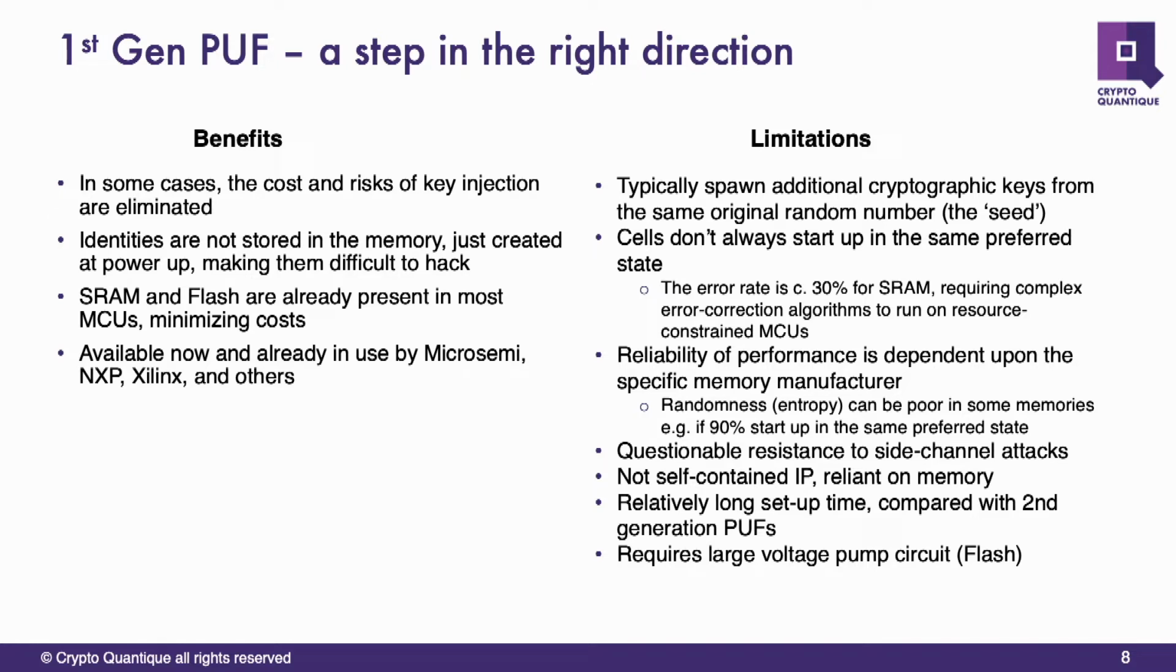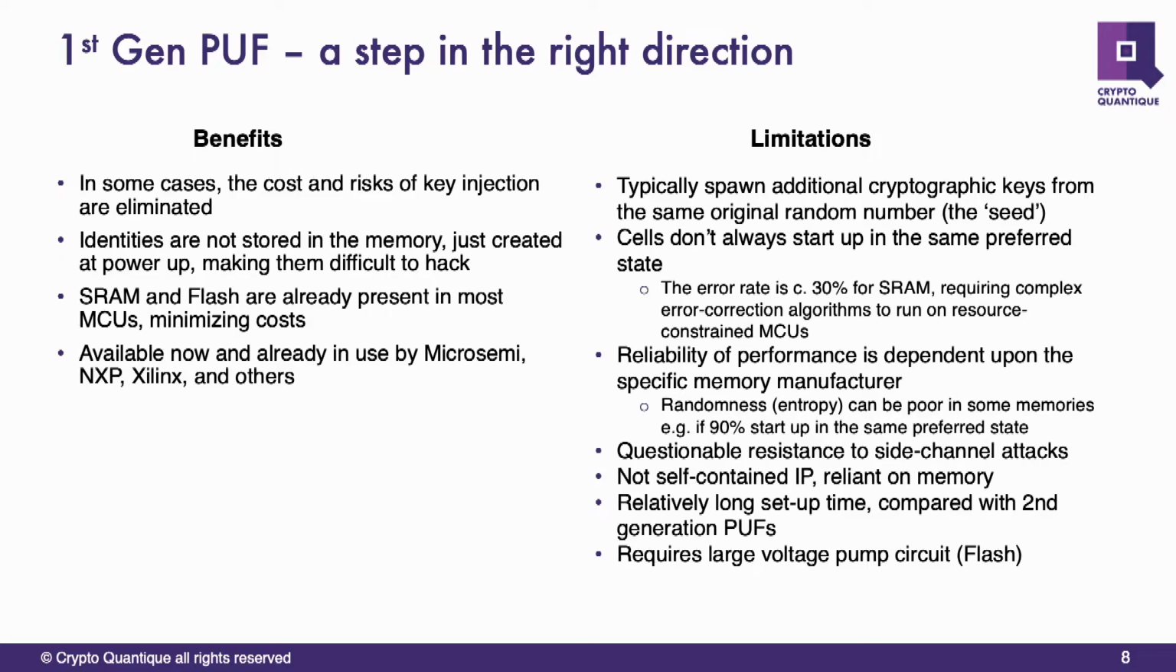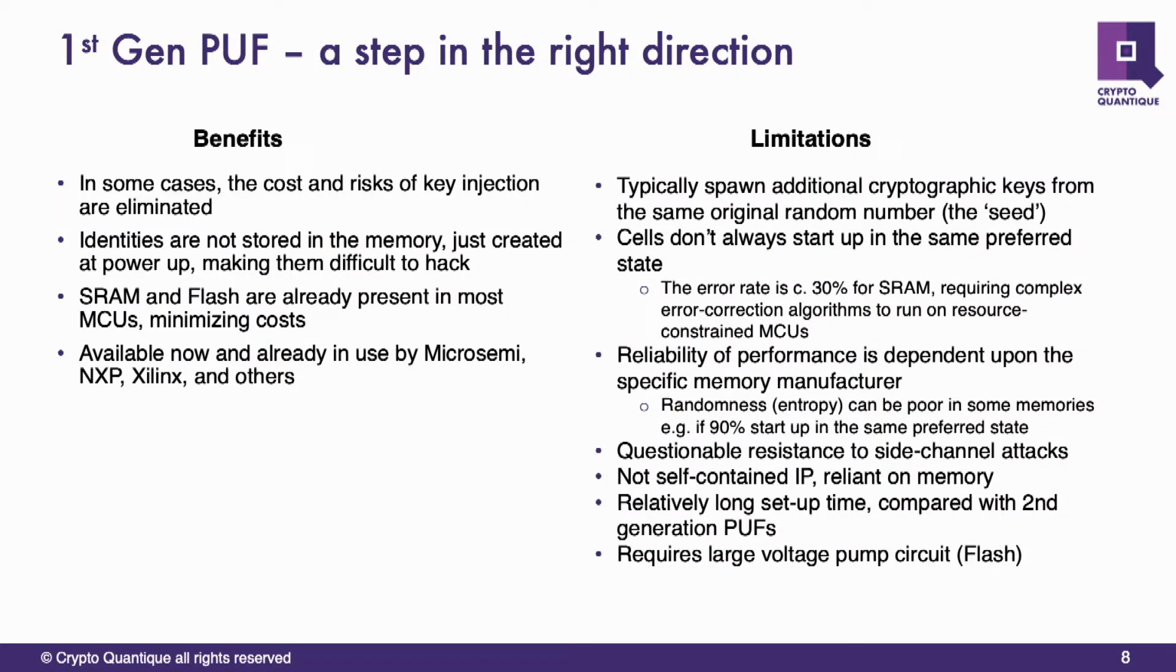Reliability of the performance is dependent on specific memory manufacturers. Different manufacturers of SRAM had different entropy values. And there was very questionable resistance against side channel attacks. You could do a lot of photon emission measurements on the SRAM, skim the back of the die, and actually measure the currents in the SRAM cells. And you could then get access to the fingerprints. It's not a self-contained IP. It's reliant on memory that's already in the device, and has a relatively long setup time. And in the case of flash, you tend to need a large pump to generate high voltage to corrupt the flash cell.